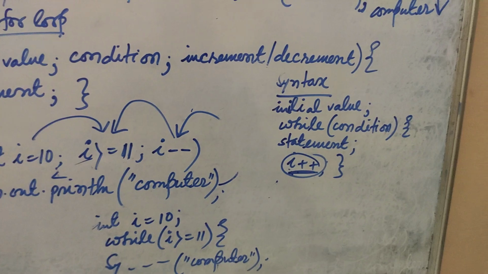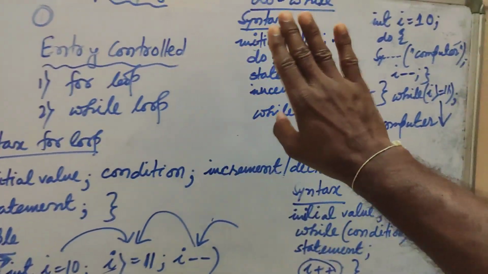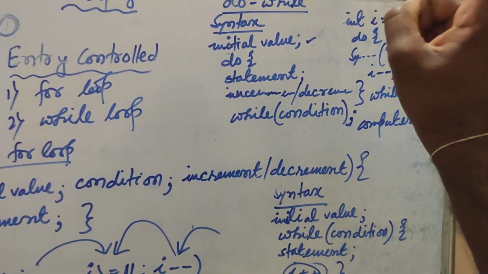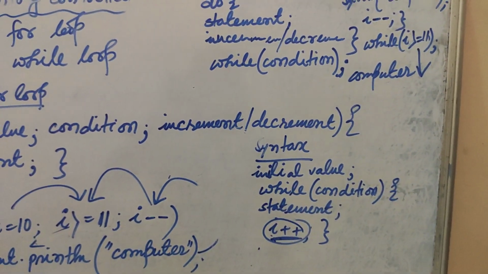See here I am writing. So this is entry control and exit control. In exit control, the body of the loop will execute once.